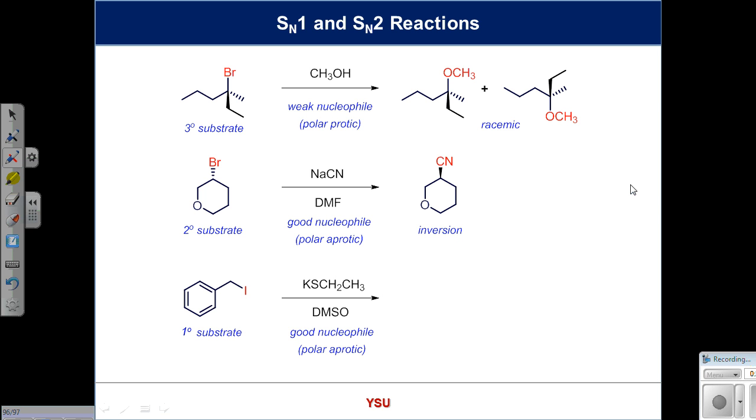Down at the bottom. Now this is a primary substrate, and it's also benzylic. So this is where it gets a bit tricky. And it's really tricky if you're asleep. Good Lord. We've got a nucleophile. It's a powerful nucleophile, and it's a good polar aprotic solvent. So that tells me SN2, not SN1. So I'm going to attack, I'm going to kick this out. Do I need to worry about stereochemistry in this one? Why not? It's not chiral, it's achiral.